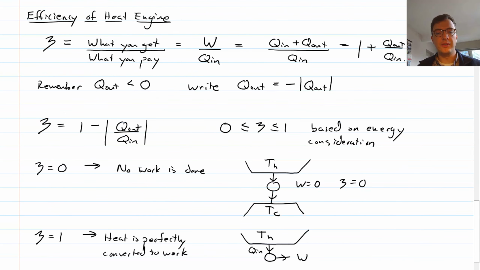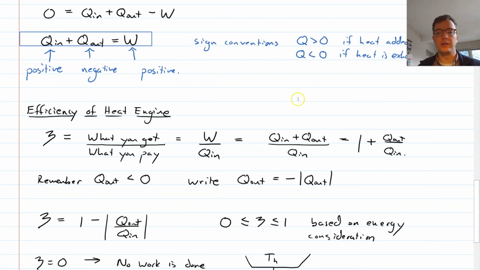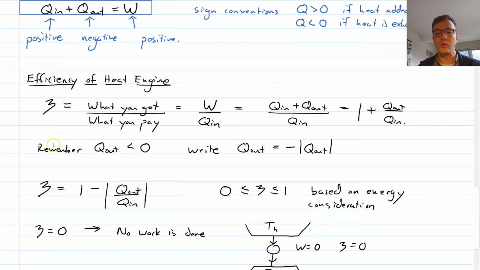And then we talked about the efficiency of the engine, which is what you get divided by what you pay. That's the work done by the engine divided by the heat you put into it. And you can use this equation above to write it in terms of the heat out and the heat in. Okay? If there's no heat output, my engine would be perfectly efficient. If my heat output was equal to my heat input, my engine would have 0 efficiency and wouldn't be doing any work. Okay.